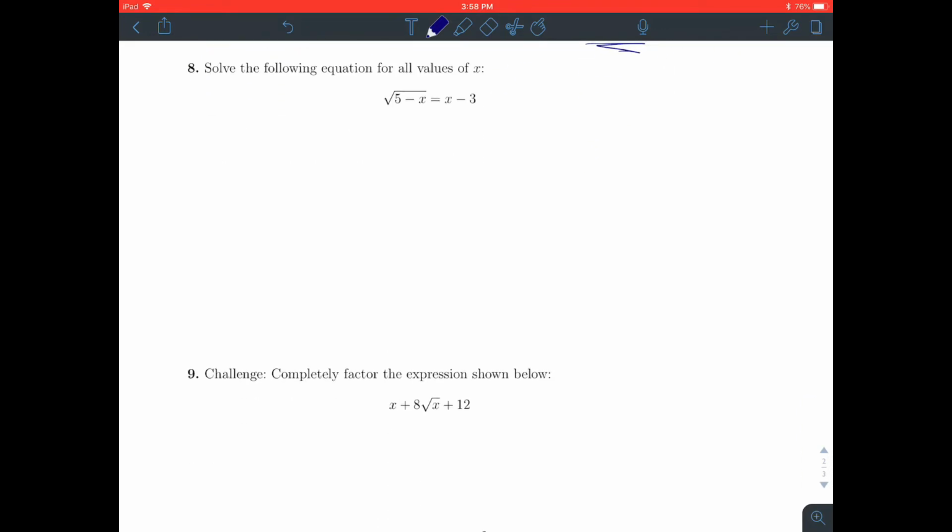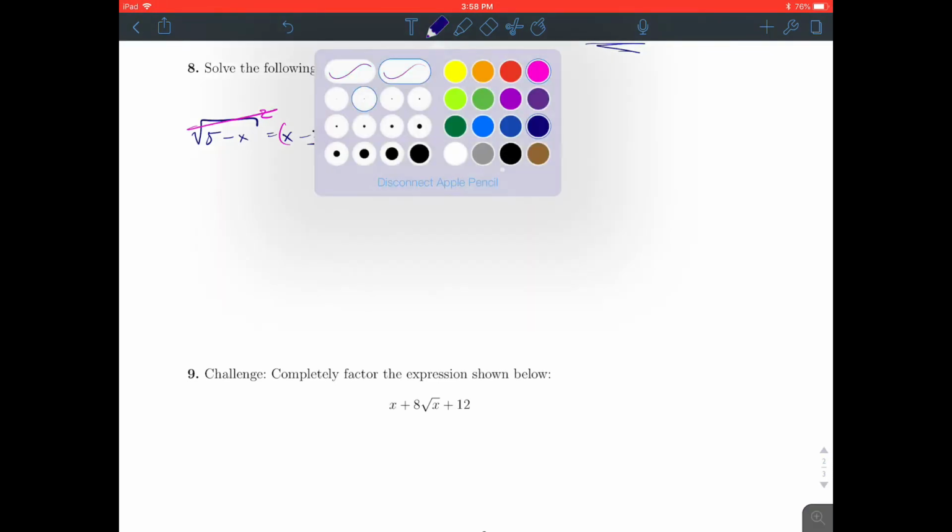All right, solve the following equation for all values of x. This problem looks really crazy because we have the square root. Because we already have the square root group isolated, our first step is going to be to peel that square root off of the expression. So we square both sides to cancel out the square root.